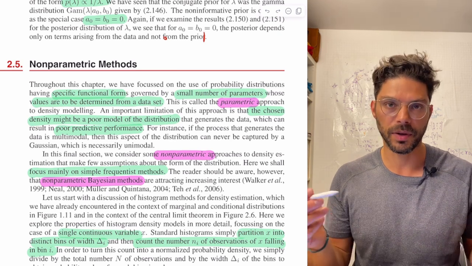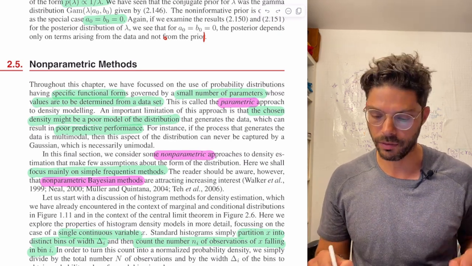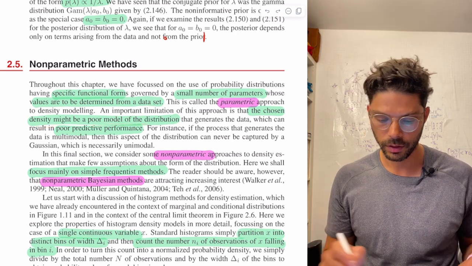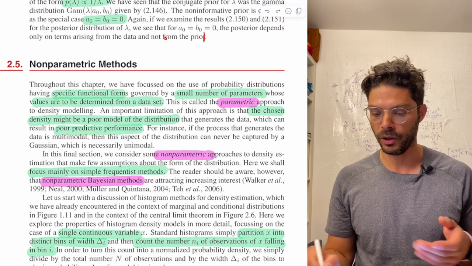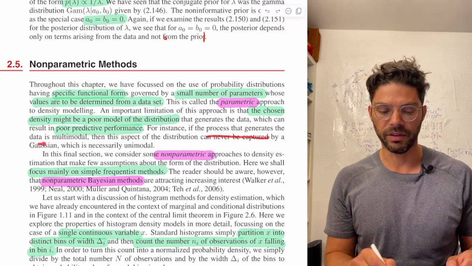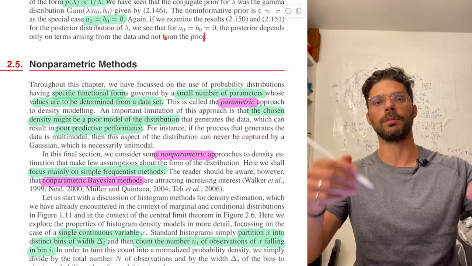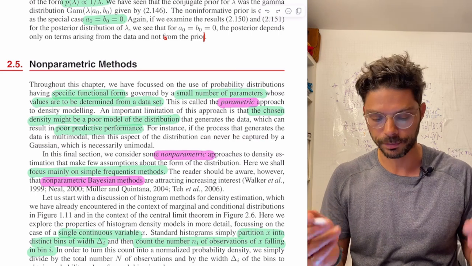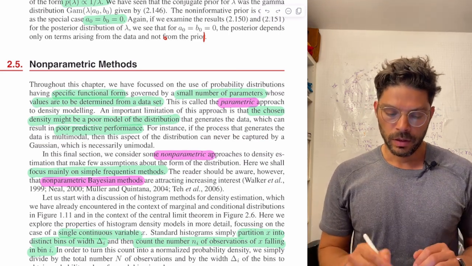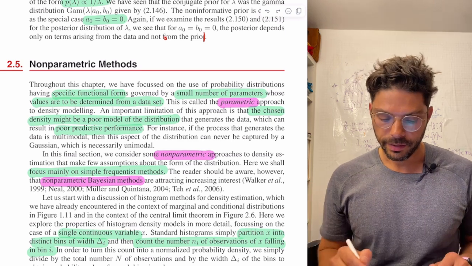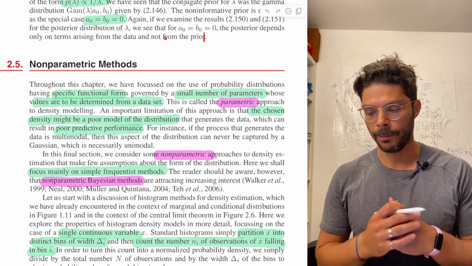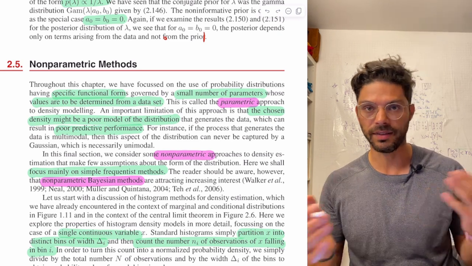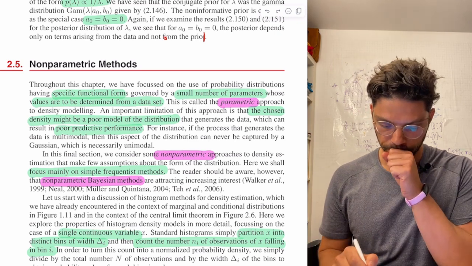Obviously, a big limitation of this is that the chosen density might be a poor model of the distribution, and so you're going to get poor predictive performance. A good example he gives here is that if the data is multimodal, so it has multiple peaks, and you choose a Gaussian, you're not going to be able to fit it very well. So what are we going to do about that? If we don't know what distribution to use, or maybe we want to let the data pick the distribution somehow.